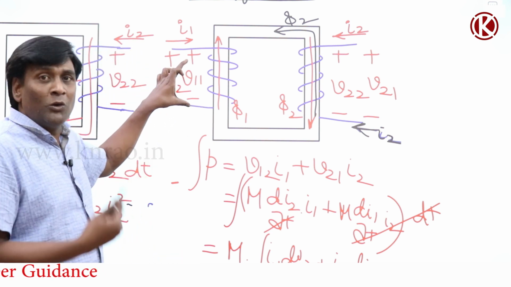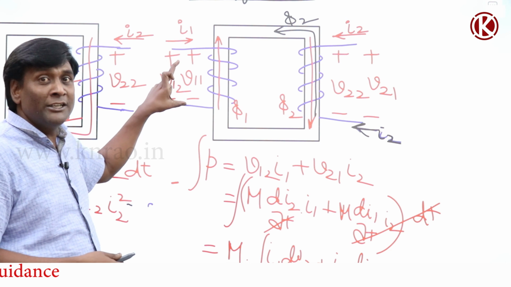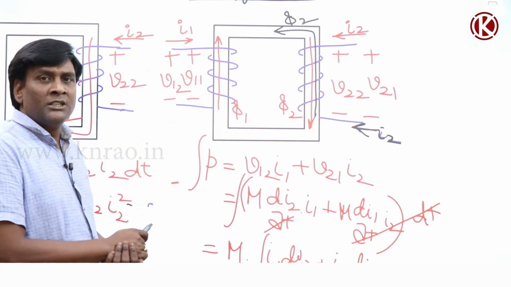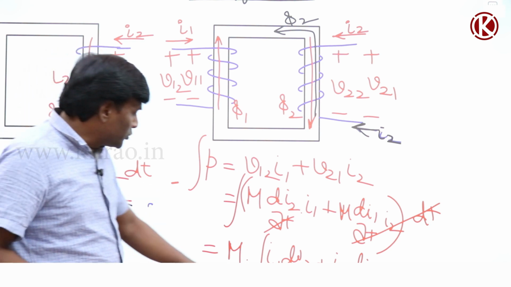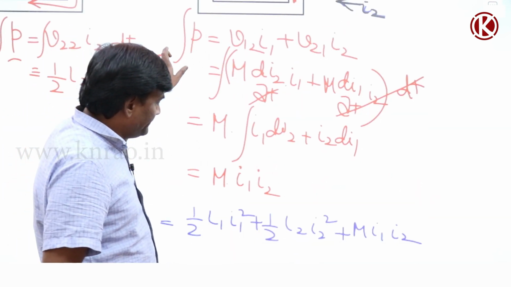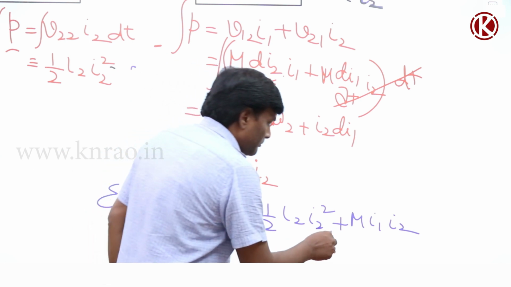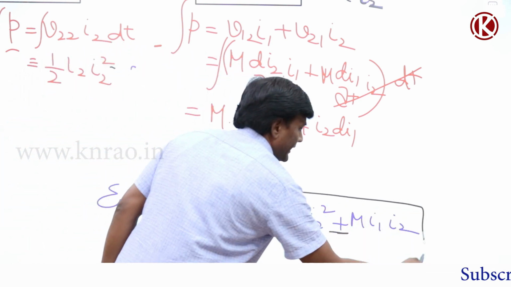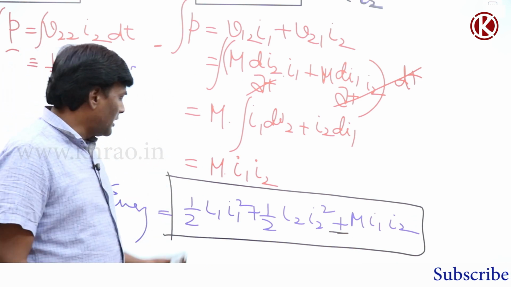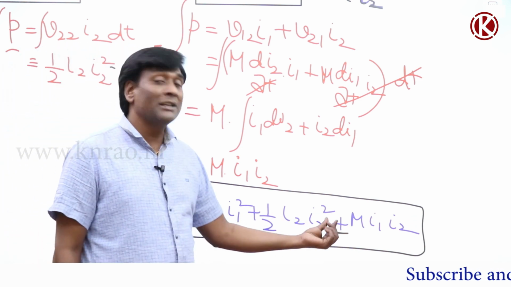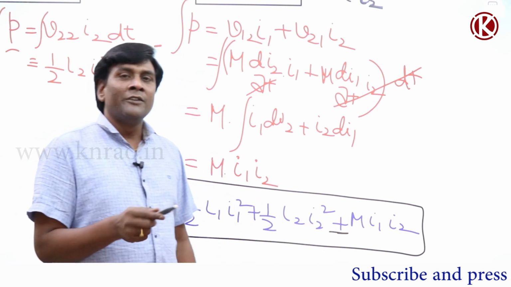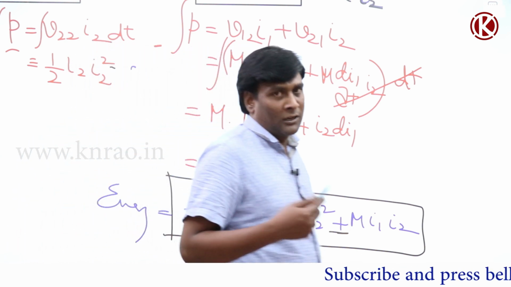If net induced voltage is reduced for the same current, power absorbed is going to be reduced. So energy stored is going to be reduced. So this has to become plus or minus. Please take this: half L1 I1 square plus half L2 I2 square plus or minus M I1 I2, where plus or minus will be decided by whether the fluxes are aiding or opposing.